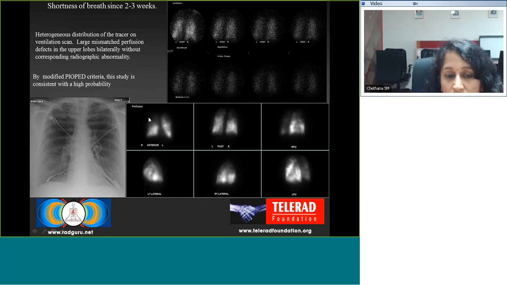You can clearly make out that there are large mismatched perfusion defects in both upper lobes, which we can see in all the images. So by modified PIOPED criteria, the study is consistent with high probability for pulmonary thromboembolism. And this needs to be confirmed with a CT angiogram, to see whether there is really PE or pulmonary thromboembolism or not.